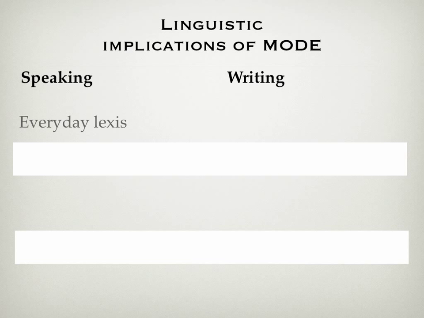Another perhaps obvious feature of speaking compared to formal writing is the choice of words. An everyday lexis is used rather than a prestige lexis. And perhaps it isn't entirely fair to say it like this. It's not just a matter of prestige. There are valid reasons why a particular field needs to develop its own technical vocabulary, right?